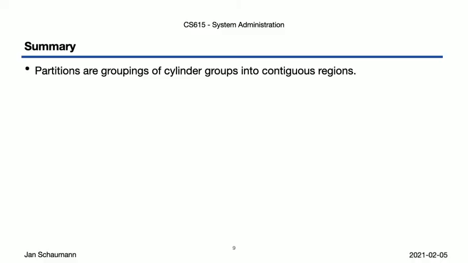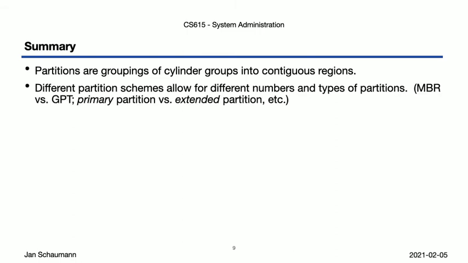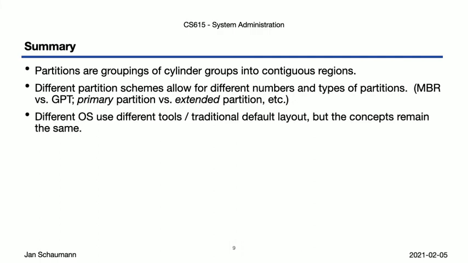Okay, so let's recap. We've seen that partitions on hard disk drives are groupings of cylinder groups into contiguous regions and thus cannot be visualized as pie widgets, even though that's a common representation in many tools. We've seen different partition schemes and have mentioned different types of partitions. And we saw that even though different operating systems may use different tools and have some other slight differences, the overall concepts remain the same. We utilize cylinder groups, tracks, and sectors to address the blocks and define partitions, with a description of these partitions, the partition table, being written to the disk.